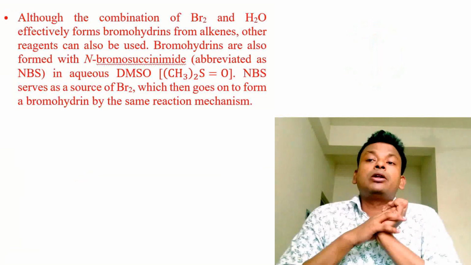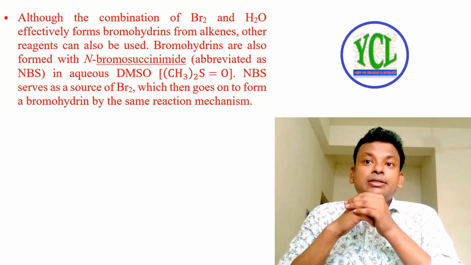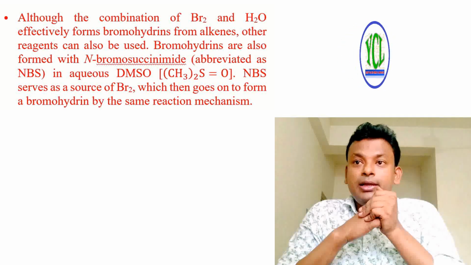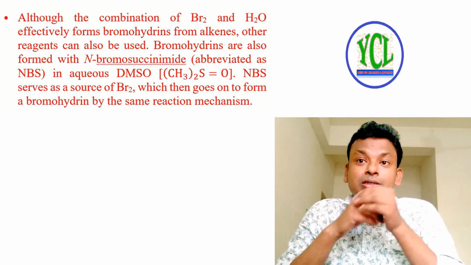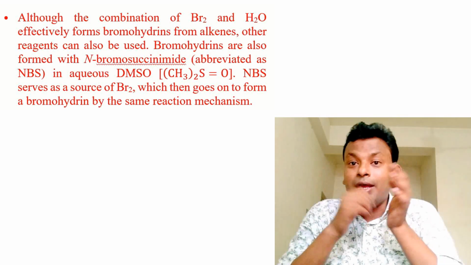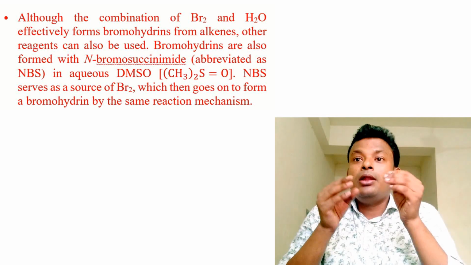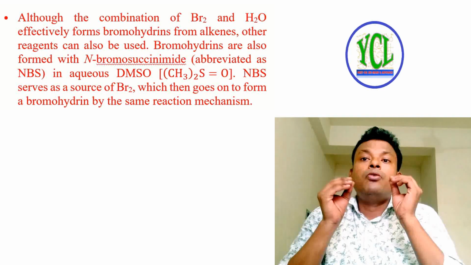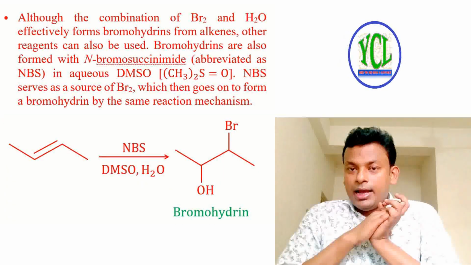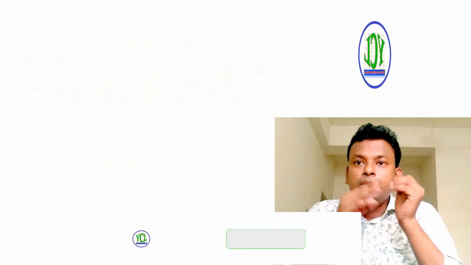Although the combination of Br2 and H2O effectively forms bromohydrin from alkenes, other reagents can also be used. Bromohydrins are also formed with N-bromosuccinimide, that is NBS, in aqueous solvent DMSO, that is CH3 S double bond O CH3. NBS serves as a source of Br2, which then goes on to form bromohydrin by the same reaction mechanism. And this is the example: alkene reacts with NBS in DMSO to form bromohydrin.